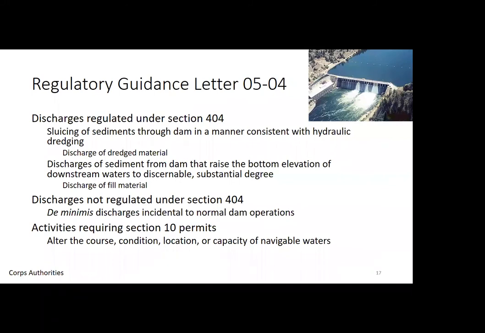And then both those types of activities would require a Section 404 permit. However, the regulatory guidance letter makes it clear that de minimis discharges due to normal dam operations don't require a Section 404 permit. And if we're in navigable waters and those management activities would alter the course, condition, or capacity of navigable waters downstream, then that would also trigger a Section 10 requirement.